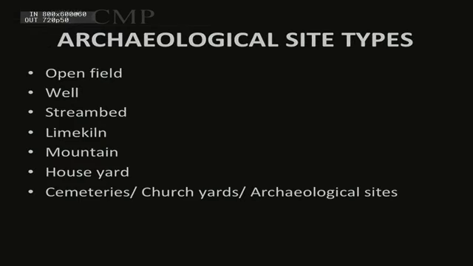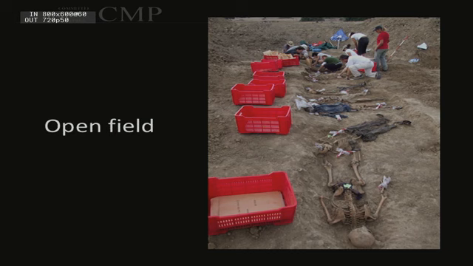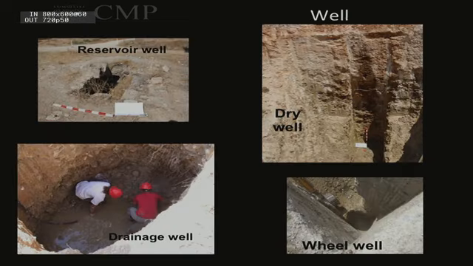So we have 7 different archaeological site types in Cyprus. We can find the bodies in open fields, in wells, stream beds, lime kilns, mountains, house yards, cemeteries, churchyards, or archaeological sites. Most of the time we find the bodies in open fields. On many occasions we can find the remains in wells. We have different wells. In the picture you can see a reservoir well, drainage well, dry well, and wheel well. The wells are open and ready, so you can dump the bodies easily, so they used them a lot during these events to hide the bodies.